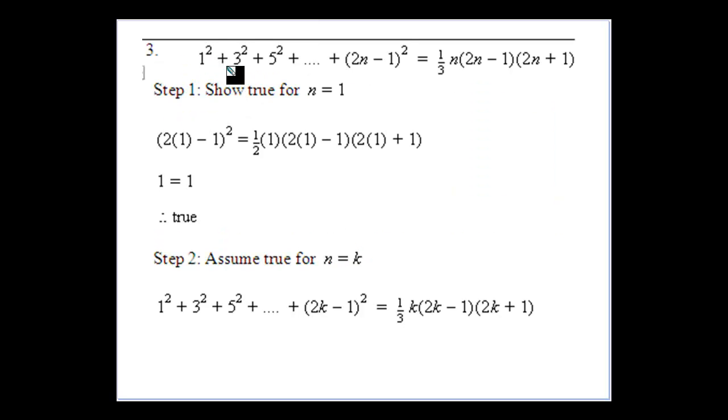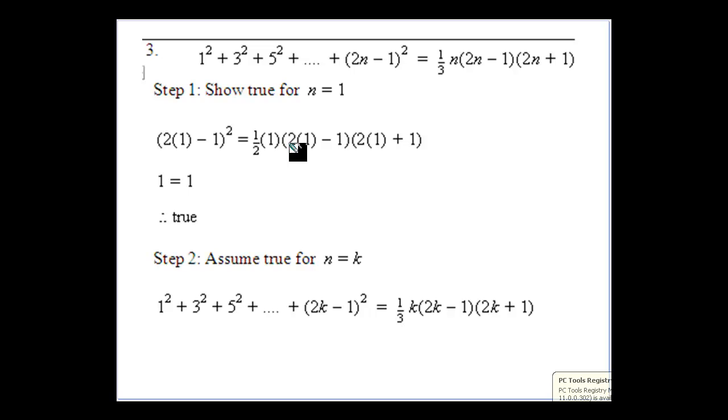This time the sum of the squares of the odd integers, the (2m minus 1) all squared, would be equal to this statement, 1/3 of n, (2n minus 1), (2n plus 1). So show it's true for n is equal to 1. So sub the 1 in, gives us 1 on this side, 2 lots of 1 minus 1. Yep, so that's 1, which is 1 squared there. So we substitute it in, do our calculations.